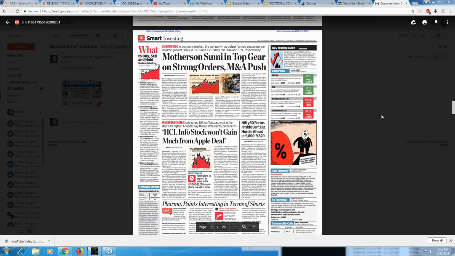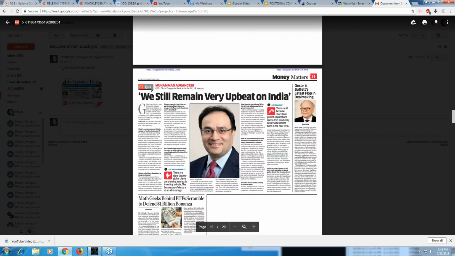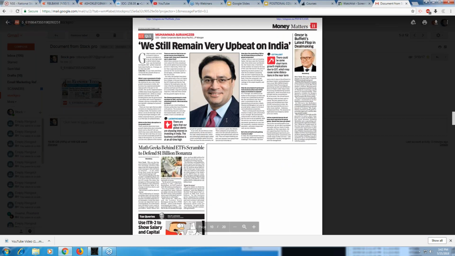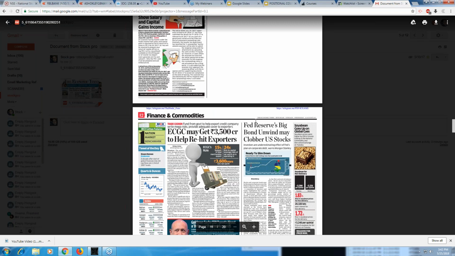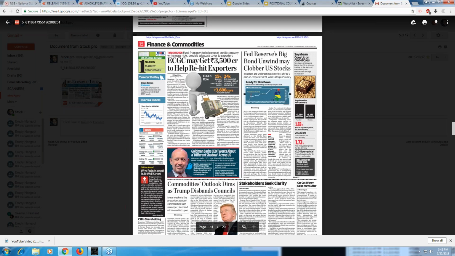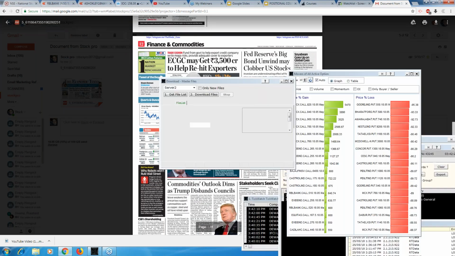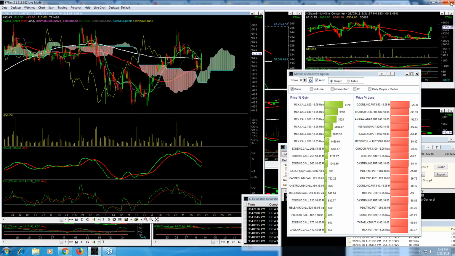Then the next page is about mutual funds or mutual fund managers, or somebody giving information about how they manage, or some news. And the fourth page of ET Markets is finance and commodities. They talk about commodities over here. I don't trade in commodities, but this page gives me an idea of what is happening in the commodity market. So this gives me an idea, right?